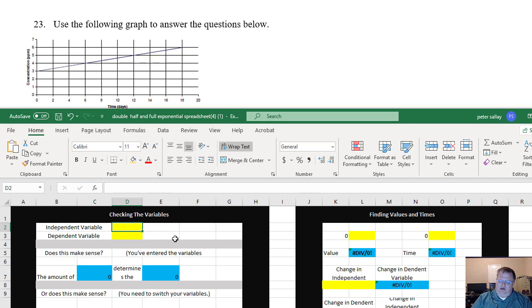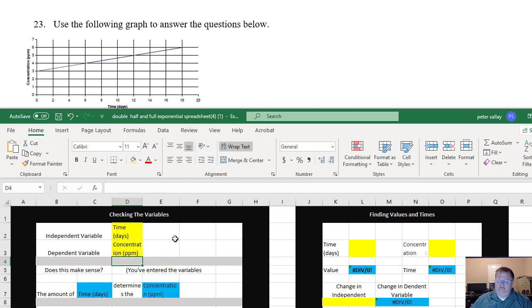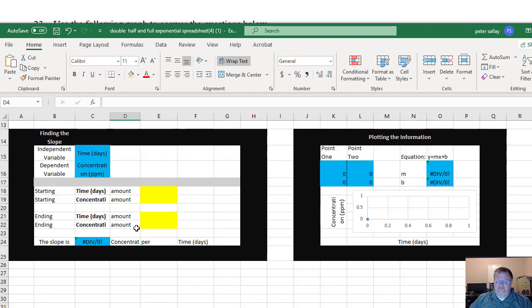The independent would be time in terms of days. And the dependent would be concentration in terms of parts per million. And so if I want to make sure I understand correctly, we're saying that the number of days determines the concentration of a particular drug, as opposed to the other way, which doesn't make any sense. So we've got this set up correctly. We've appropriately identified our independent and dependent variables.